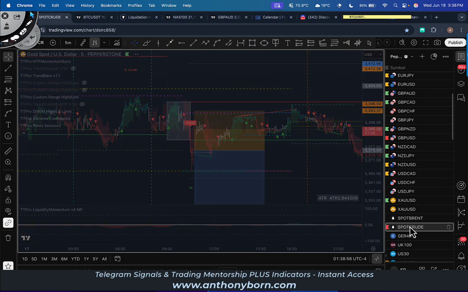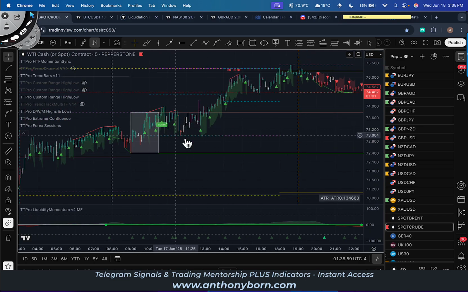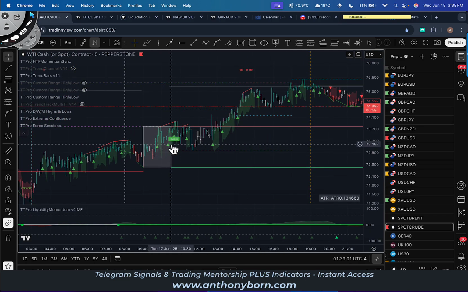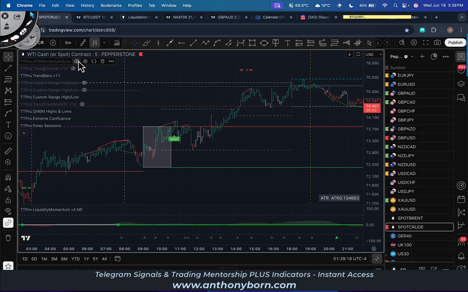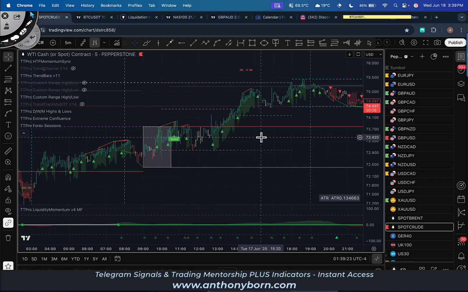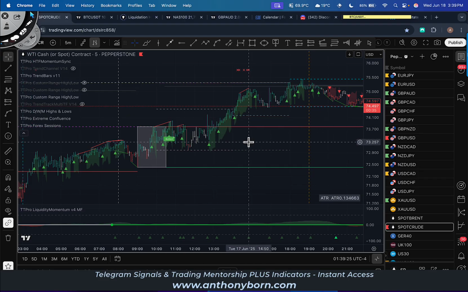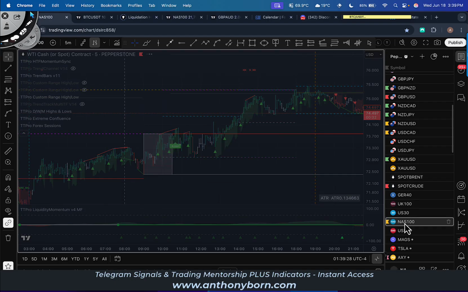And spot crude. Look at that. Okay, so we just go with these signals after our initial range plays out. We're looking for the bar color to turn green, and we're looking for these green signals to kick in, telling us that there's strong momentum in that direction on multiple time frames. That's it, guys. NAS 100.